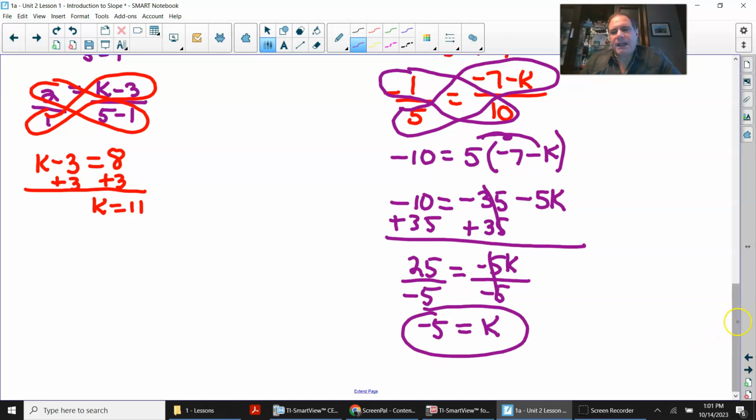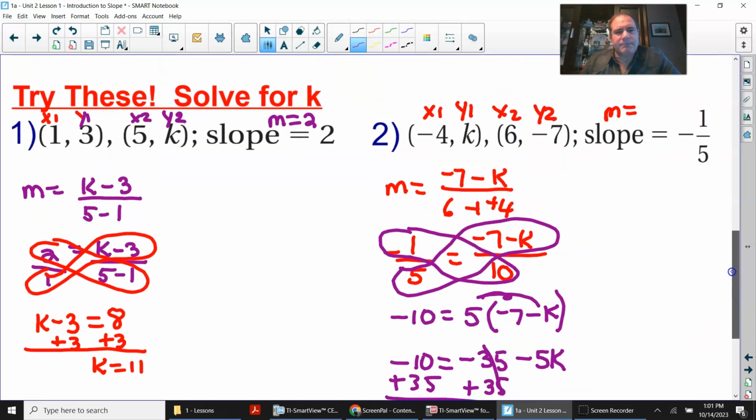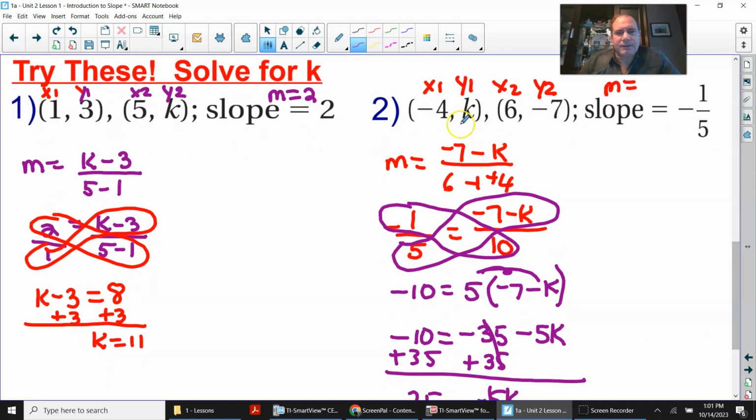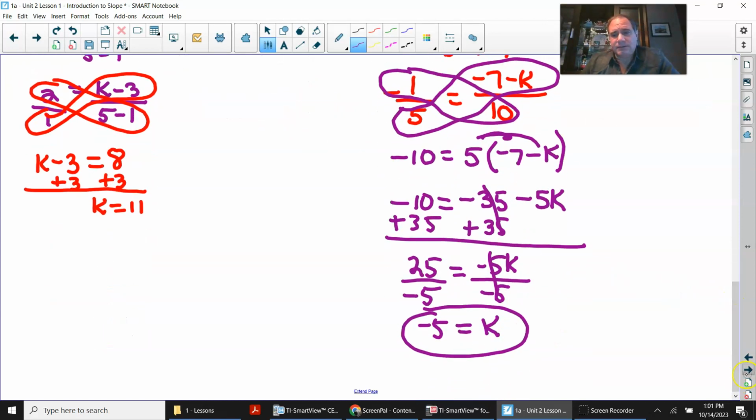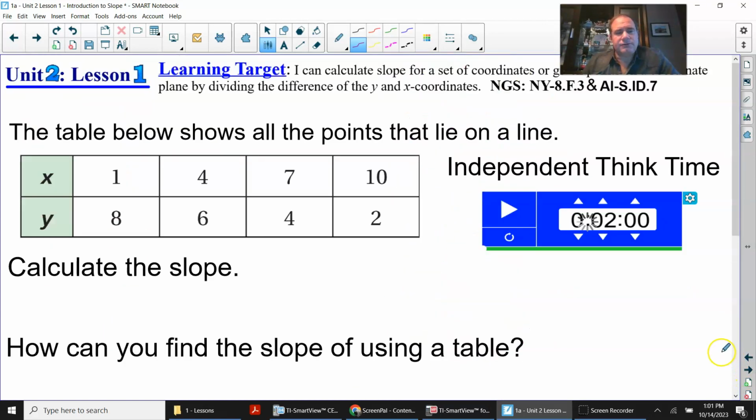So you figured out what k, the missing number, would be as -5. So this would be -5. If you did the slope formula and substituted that -5 in, it would be -1/5. If you did the slope formula and substituted 11 in on the other side, right here for number 1, that would be a slope of 2. All right, and that is how you do that one.